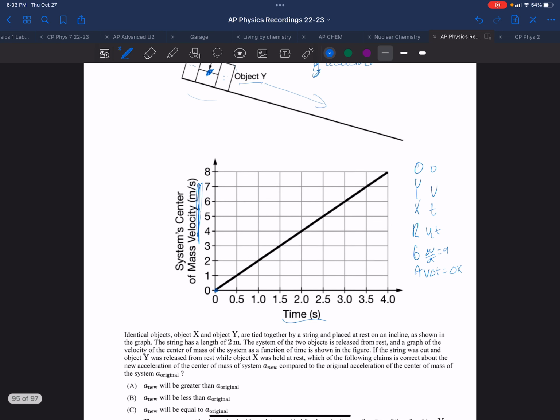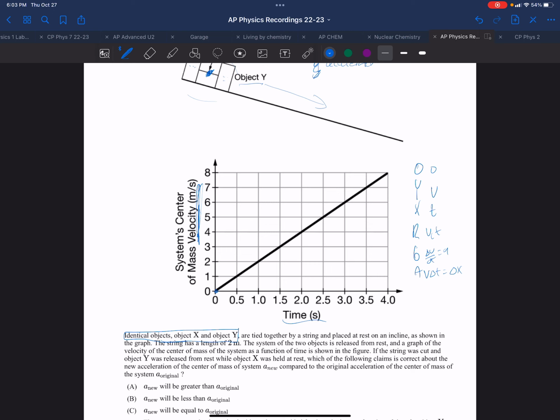All right, so identical objects, x and y, which we inferred from the picture, tied together, placed at rest, so v0 equals 0. String has a length of 2 meters. It's released from rest, and the graph of the velocity of the center of mass as a function of time is shown in the figure. If the string was cut and object Y was released from rest while object X was held at rest. All right, so now we've got to imagine a different situation. So that means there's going to be a delay in X being released.